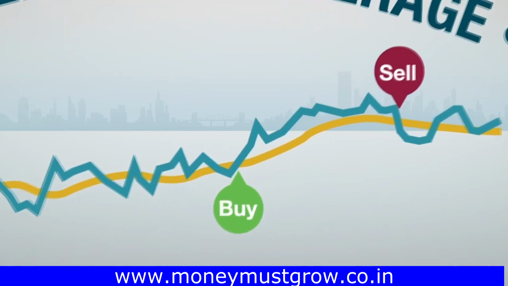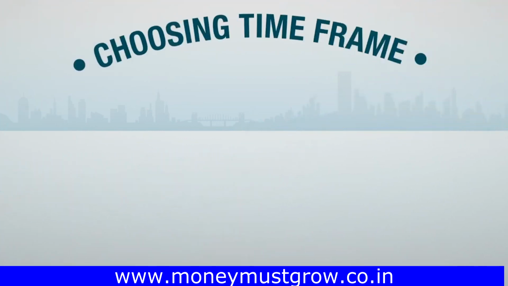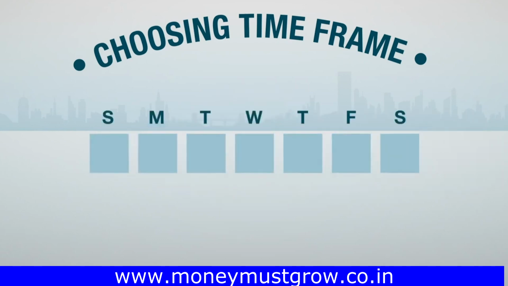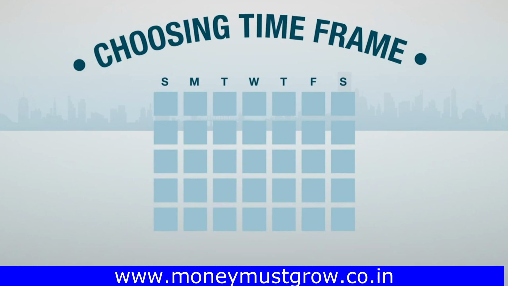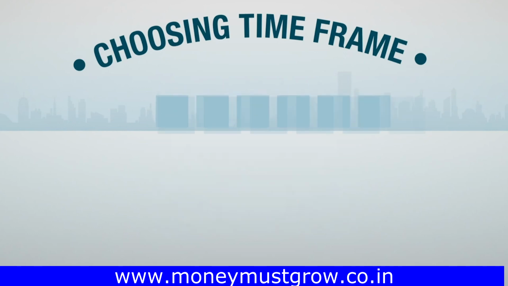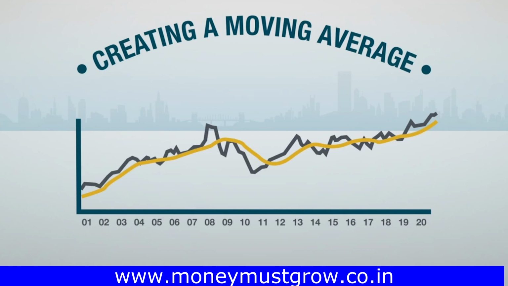To create a simple moving average chart, start by choosing a time frame. A time frame can be any period of time, including a day, a week, or even a month. For this example, we'll define a period as a day. Let's create a moving average using a 20-day chart.